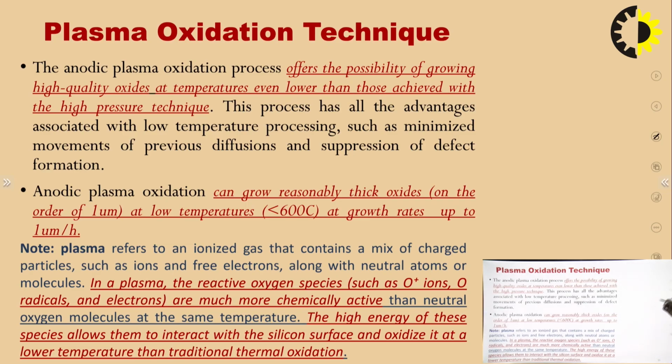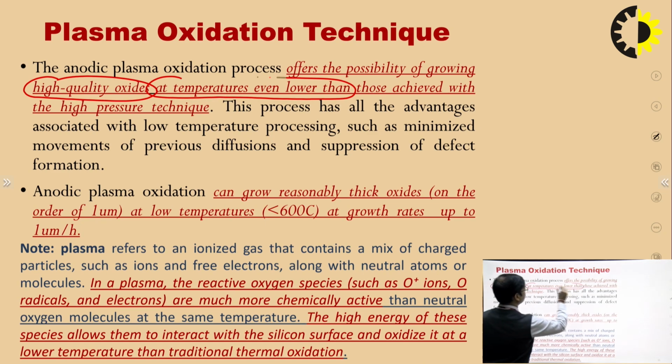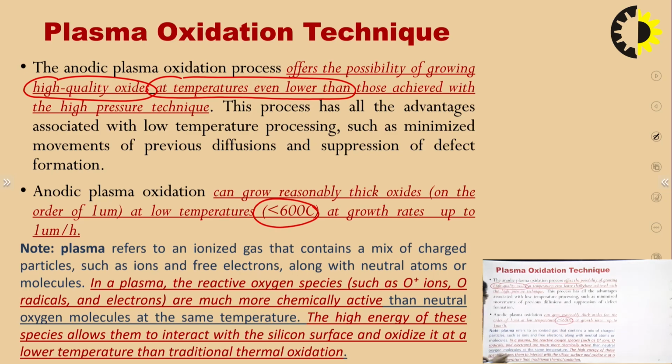Now, the advantage of the plasma oxidation process is that it offers the possibility of growing high quality oxides at temperatures even lower than those achieved with high pressure techniques. We know that high pressure oxidation takes place at around 700 to 900 degrees centigrade, but using plasma oxidation, we can do the oxidation at an even lower temperature, and that will give us high quality oxides. The temperature that may be used for plasma oxidation is less than 600 degrees centigrade.